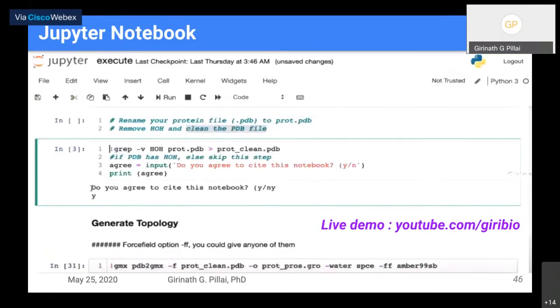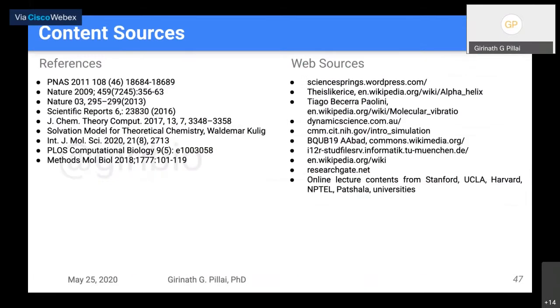This is how the Jupyter notebook looks. The commands are already built in there, and you have to make changes only to the parameterization. And these are the references from where I have taken all the content for these slides, some from papers, some from web sources. So you can also refer to these slides. They have much more detailed explanation than what I have discussed here.